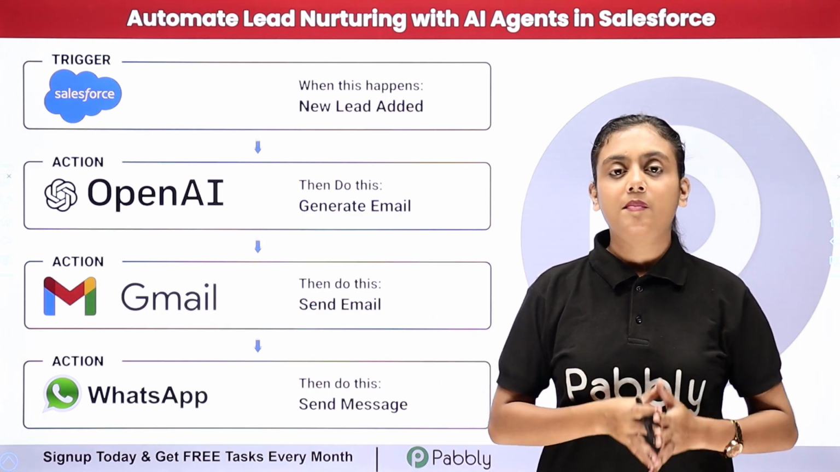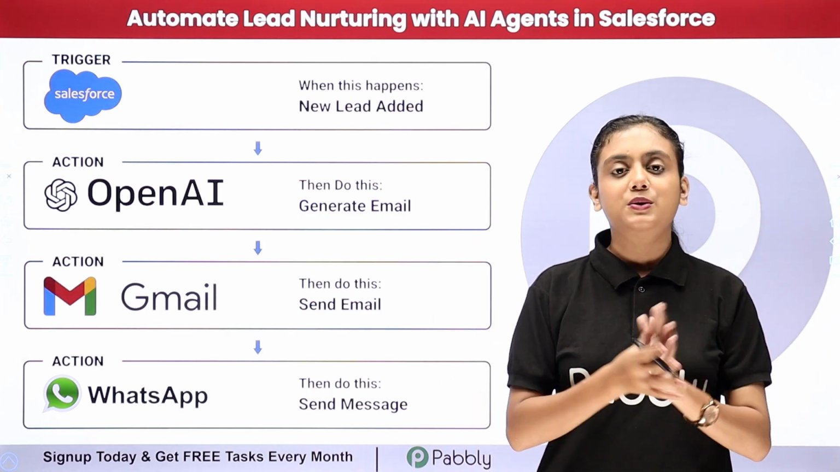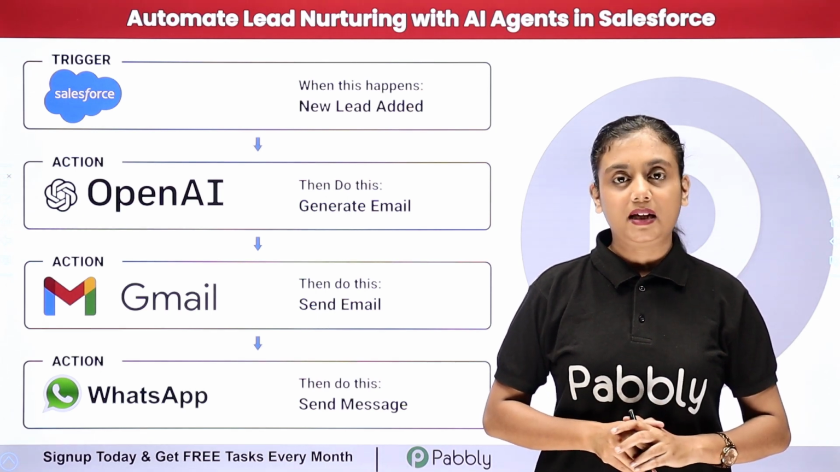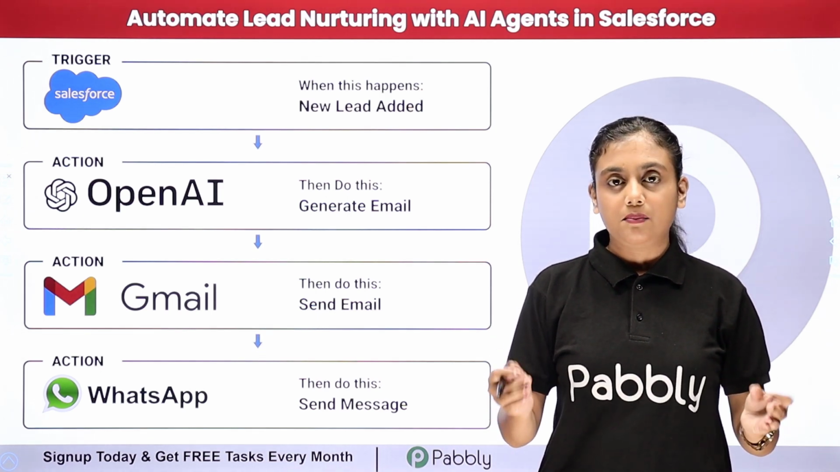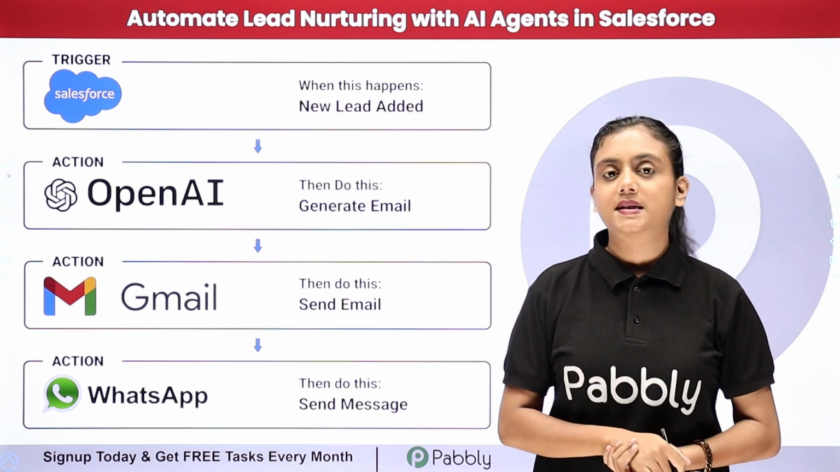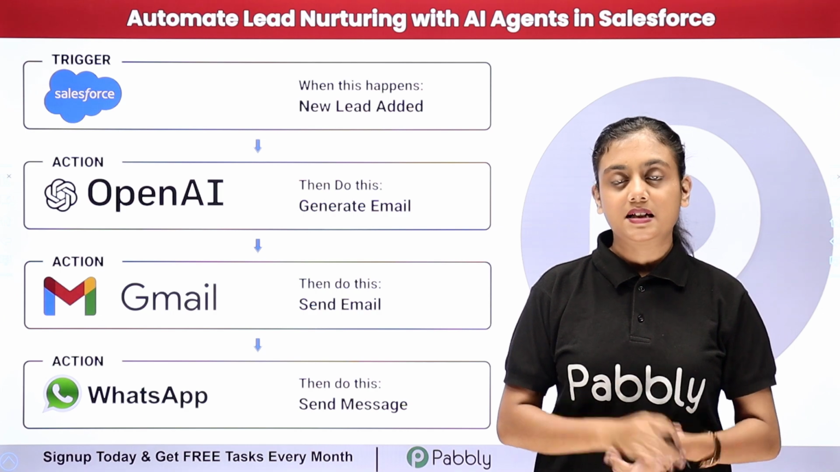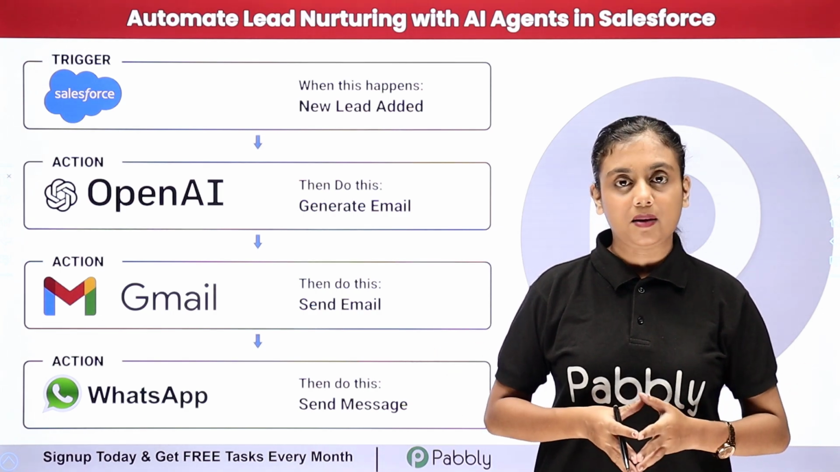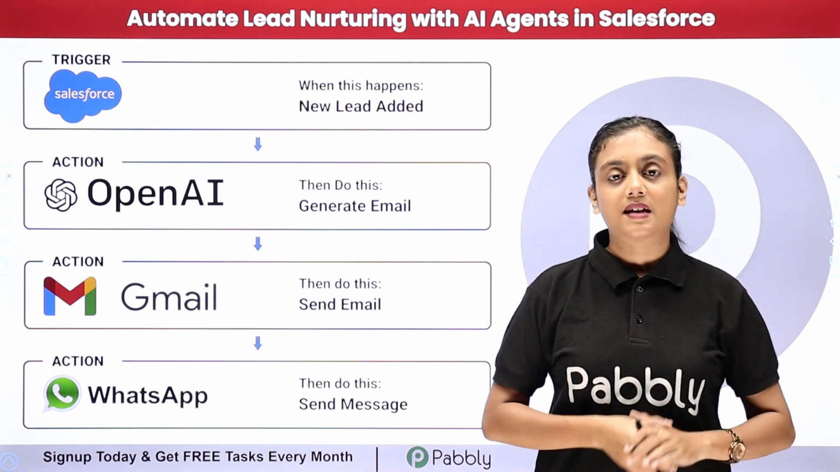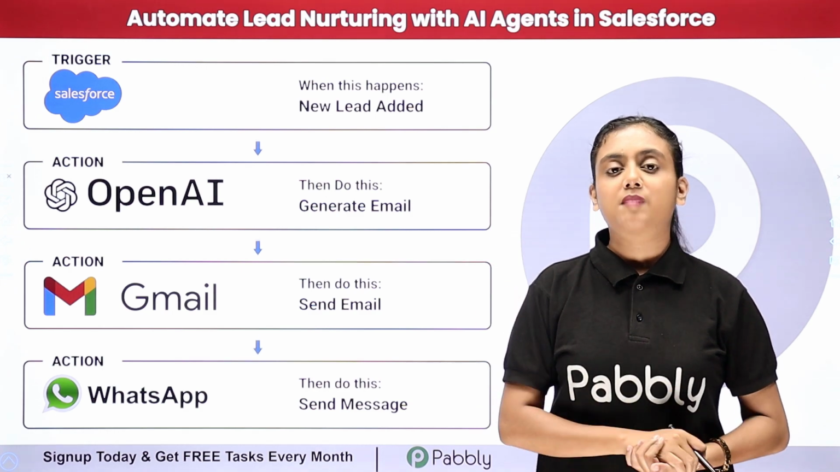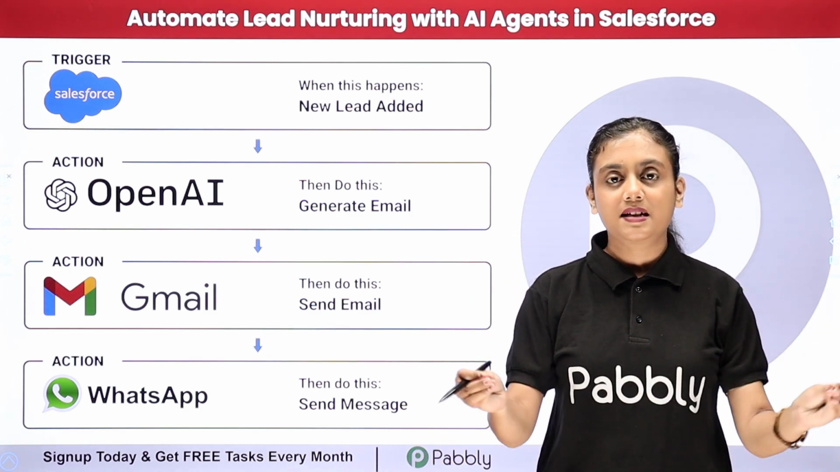So I am an owner of a marketing agency business and I use Salesforce as a CRM application. Over here, whenever a team member adds a new lead to my Salesforce account, for that lead, according to the service that they have selected, I want to write a personalized email as well as send them a WhatsApp message. Now over here, doing this manually is a very time consuming and a hectic process.